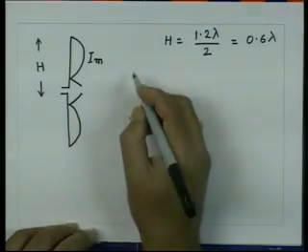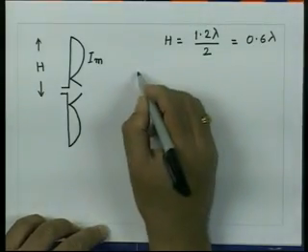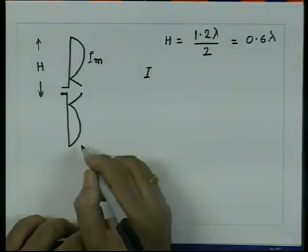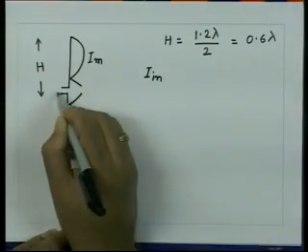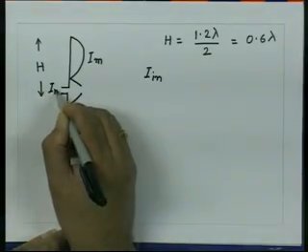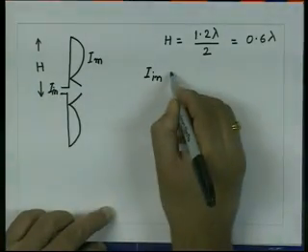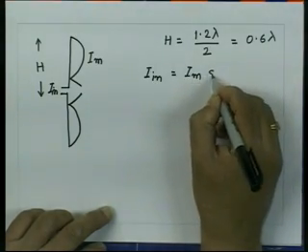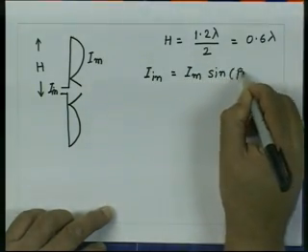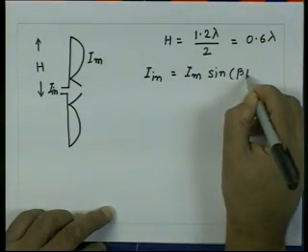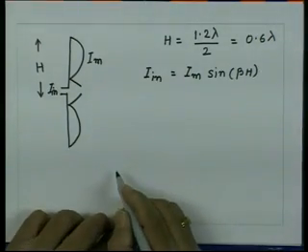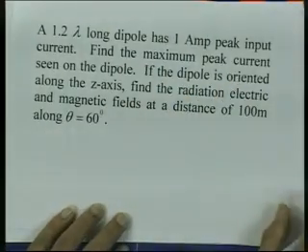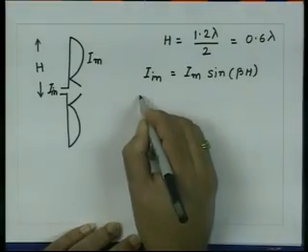Now, as we know, the input current at this location, that is Iin, is equal to Im sine of beta h, and this current is given as 1 ampere. The input peak current is 1 ampere. So this quantity is 1 ampere.